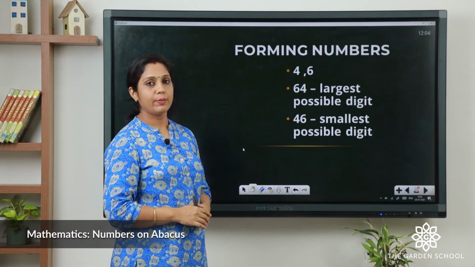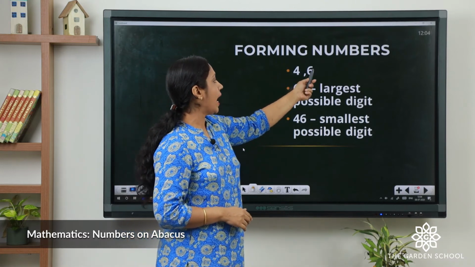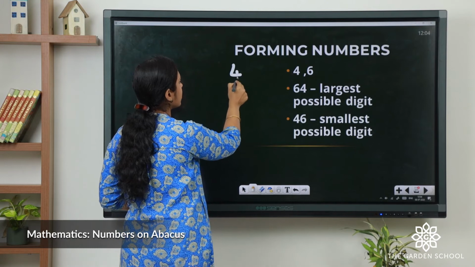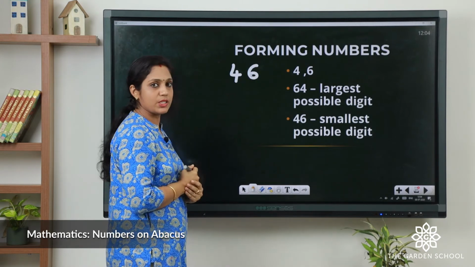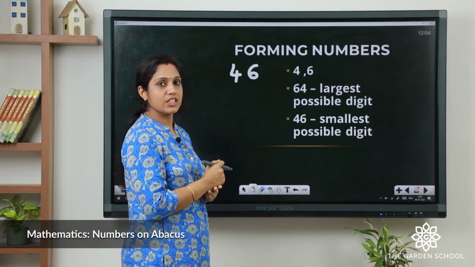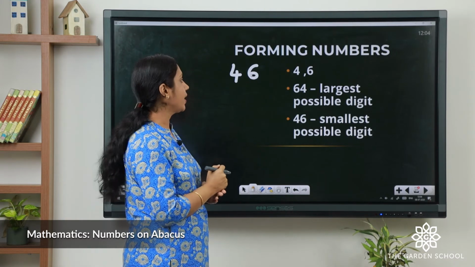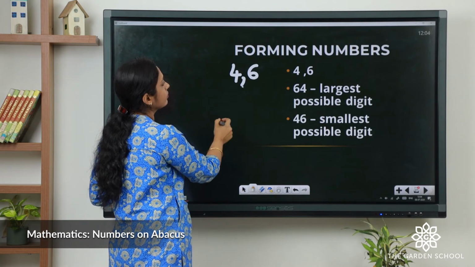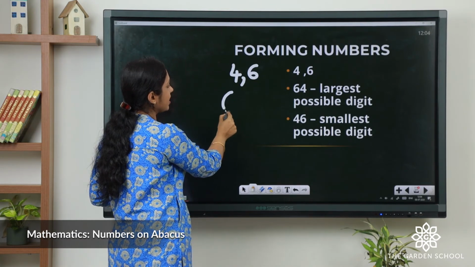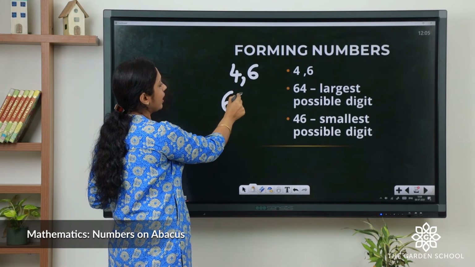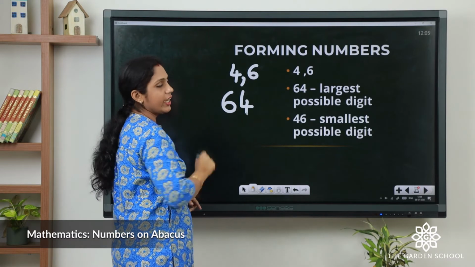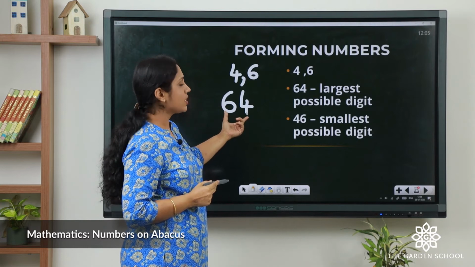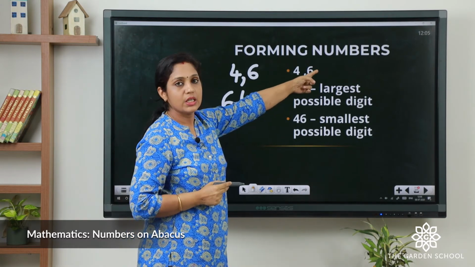Let's do another example. We have 4 and 6. As I said before, from 4 and 6, for making the largest possible number, place the largest number in the tens place. So 6 is a large number here. So write 6 in the tens place and then 4 in the ones place. So what did we get? We got 64. So 64 is the largest possible number from 4, 6.